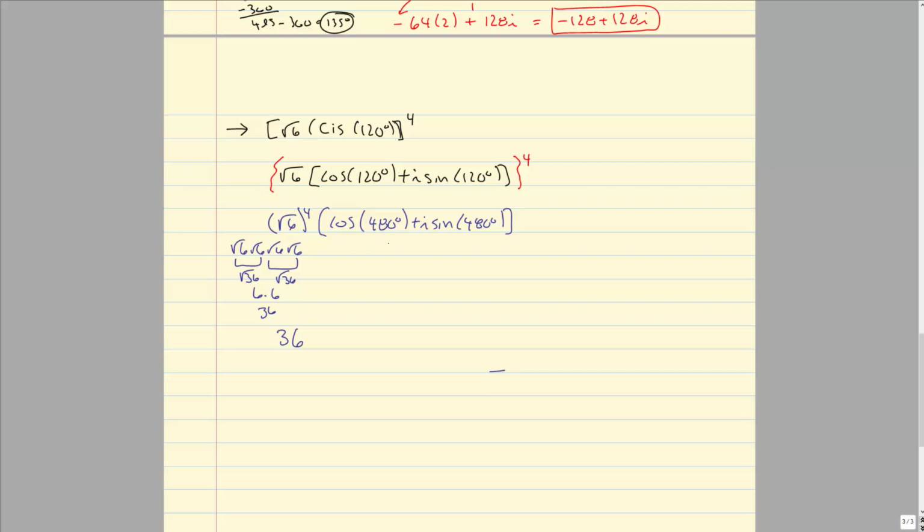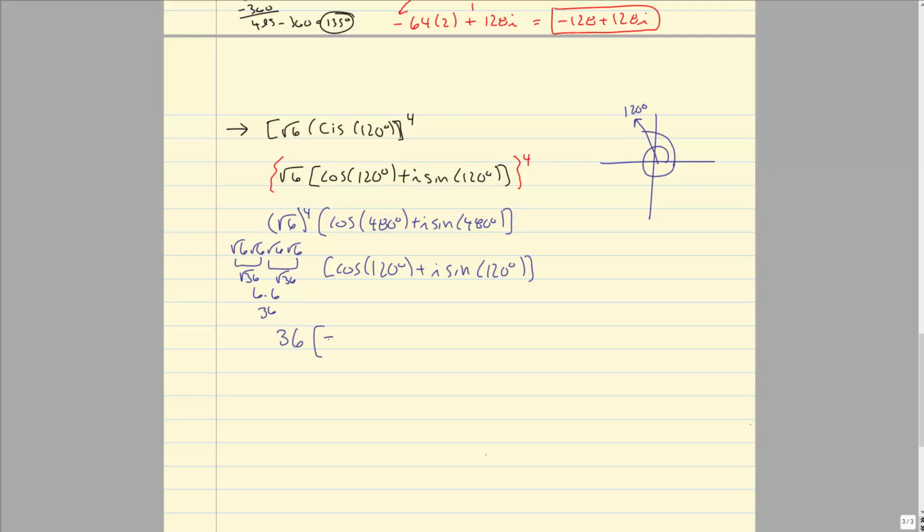Now cosine of 480. 480 degrees is going to be one full spin around the unit circle. That brings us to 360, and then we have to figure out how much further we're going to go. It looks like we're going to go out to about 120. So this would be the cosine of 120 plus i sine of 120. The amount of rotation is different, but the final resting spot is the same. The terminal side of the angle is the same.